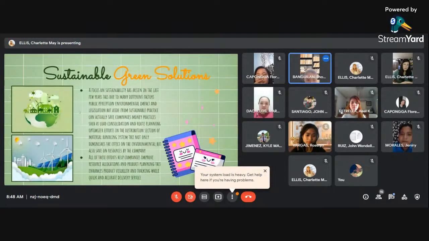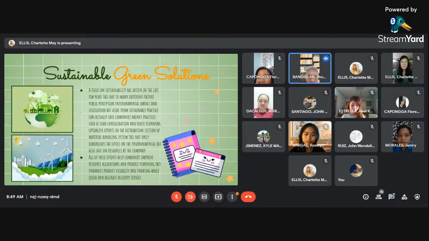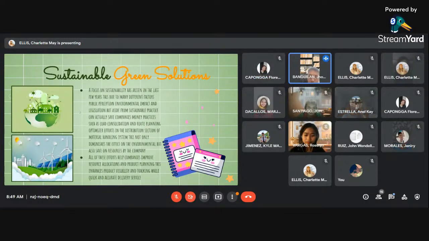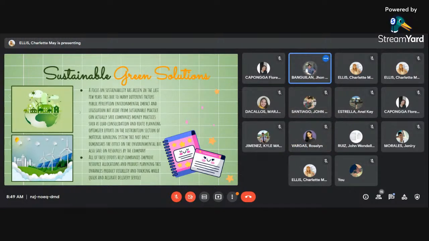Sustainable Green Solution. A focus on sustainability has arisen in the last few years. This is due to many different factors: public perception, environmental impact, and legislation. But aside from that, sustainable practices can actually save companies money. Practices such as load consolidation and route planning optimize effort in the distribution section and material handling system. This not only diminishes the effect on the environment, but also saves on resources used by the company. All of this effort helps companies to improve resource allocation and product planning. This enhances product visibility and tracking while ensuring an accurate delivery service.